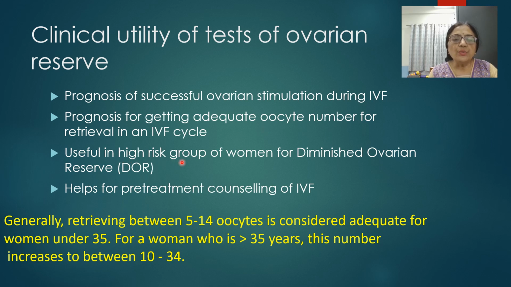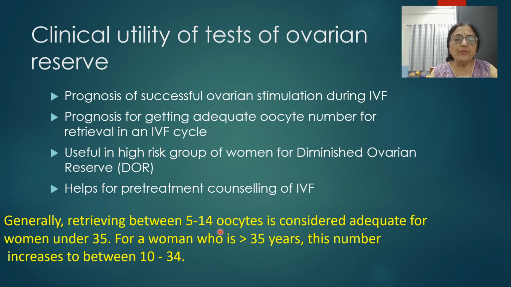It is more useful in high-risk groups of women for diminished ovarian reserve. As I said, positive predictive value will be better if it is done in a high-risk group. It helps for pre-treatment counseling of in vitro fertilization. That is an important thing. Whenever we are counseling, the most usual question the couple might be asking is how much is the success rate? How much is the possibility that I will be getting a successful pregnancy? And for that, these tests will add useful information whenever we are doing counseling.